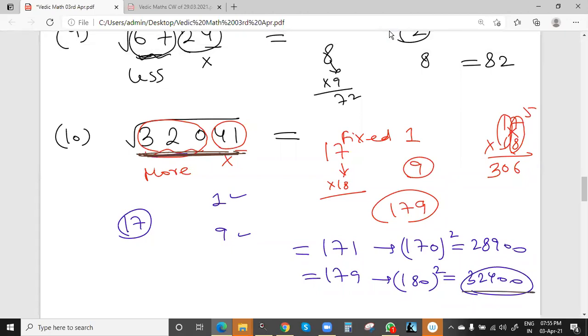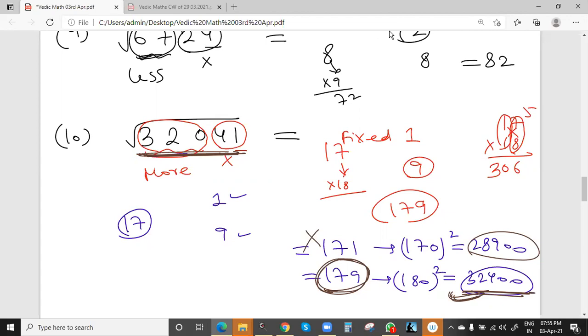32041, and here we have 32400. Here we have 28900. Which is nearer? This value is nearer than this one, 32041. So the value will be 171, 179, not 171. We can take near values also, 179, and check this value.